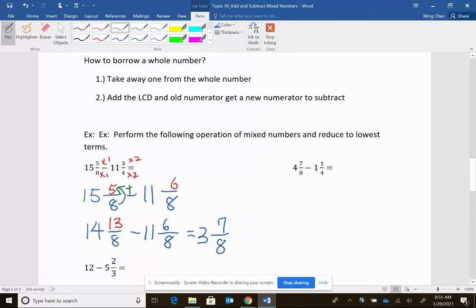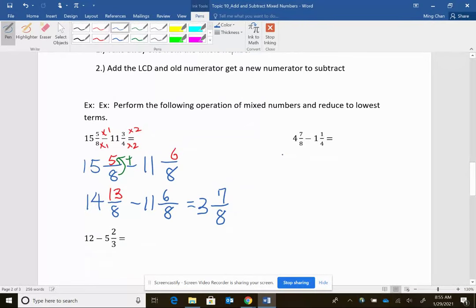So my shortcut is take the LCD, add on to the old numerator. So why does that make sense? So I'm going to try it here, okay? Remember, we have 15 and 5 over 8, right? That was not enough to subtract. So technically, this mixed number is the same as 15 plus 5 over 8. So the borrowing process goes like this. The numerator 5 needs to borrow a whole from the 15. So the 15 can be rewritten as 14 plus 1.